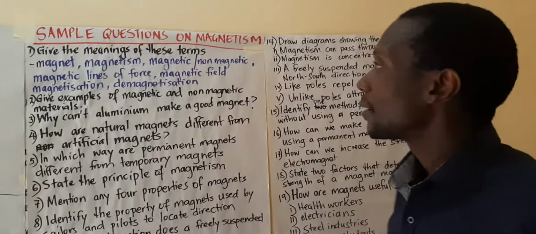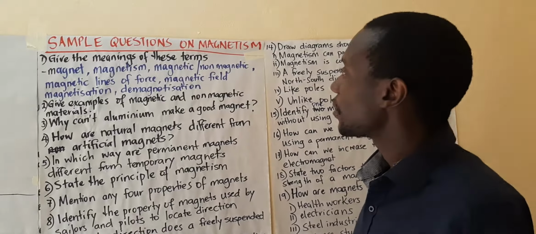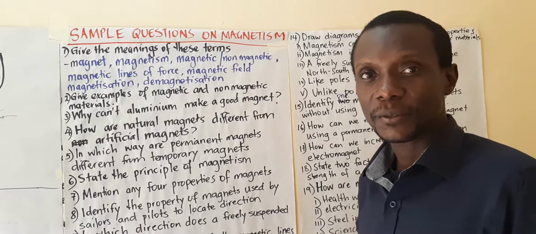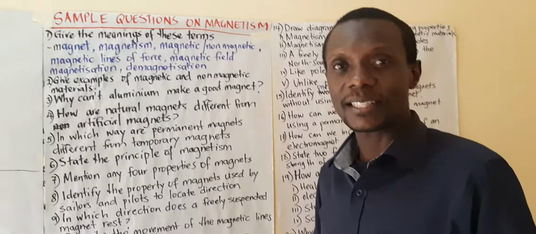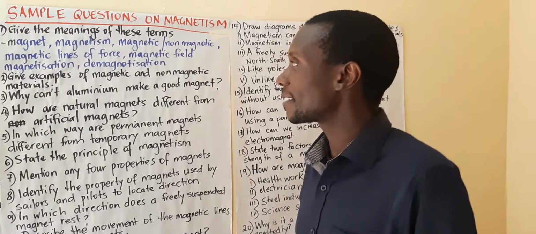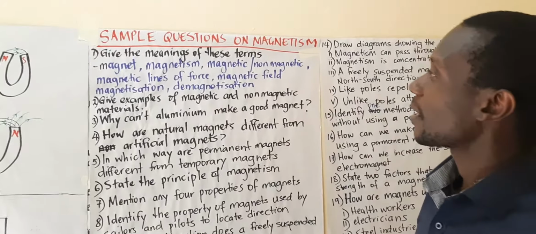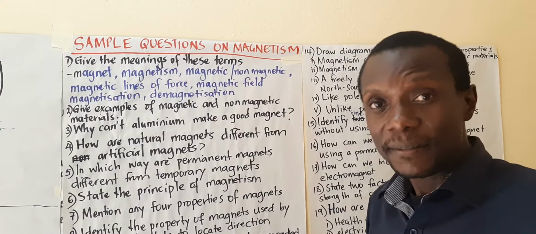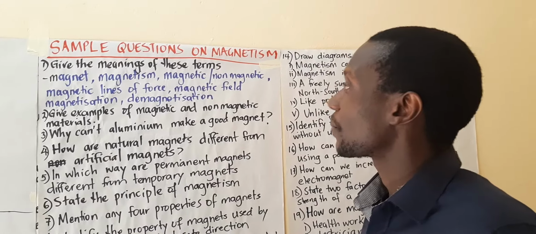We are still continuing with magnetism, and right now we are going to look at sample questions. We are not looking at all the questions that can be asked, but we are just having a sample. The first thing is we should be comfortable with the definitions.